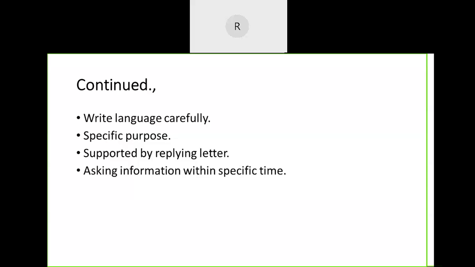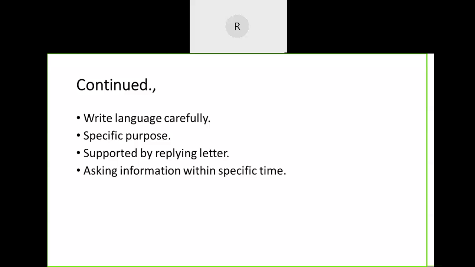And characteristic number 6 is that there should be a particular purpose. The inquiry letter must have a specific objective. What information are we gathering, and why are we seeking this information, whether we will continue with the business or not? There must be a particular purpose.